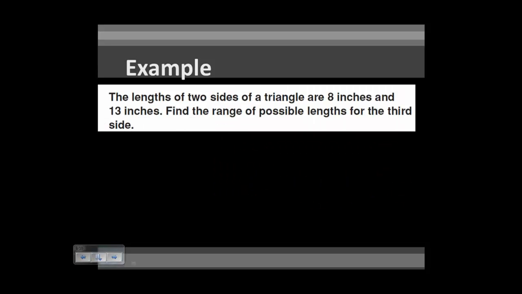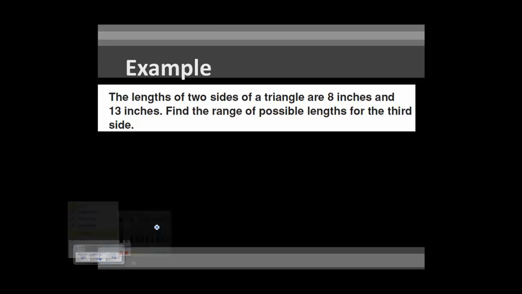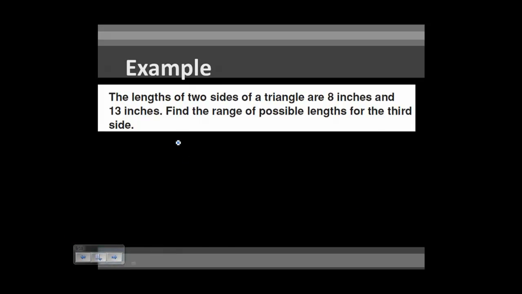Alright, so here's the last example that we have to do. The lengths of two sides of a triangle are 8 inches and 13 inches. Can we find the range of possibilities for the length of the third side? There's a number of ways you can tackle this, but I'm going to tackle it using the triangle inequality theorem. So I have a triangle here, and I know one side of the triangle is 13 inches, and I know the other side of the triangle is 8 inches.